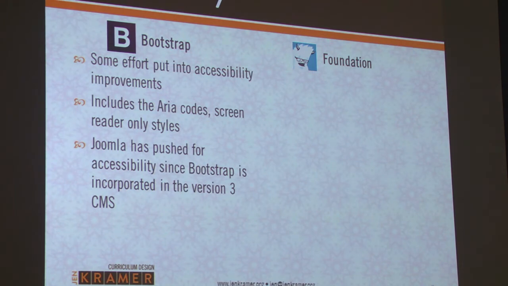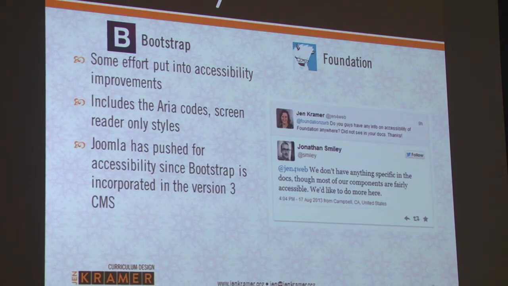As for Foundation, I looked for any information in the docs for accessibility, and I didn't find anything. So I tweeted the guys at @FoundationZerb yesterday and said, you know, how about accessibility? And I got a response. This is from Jonathan Smiley, who is one of Zerb's partners or founders. And he says, we don't have anything specific in the docs, though most of our components are fairly accessible. We'd like to do more here.